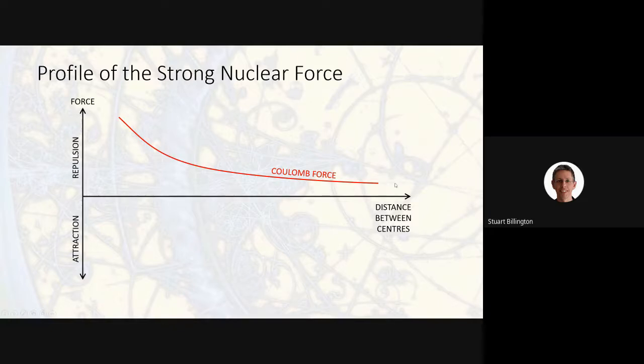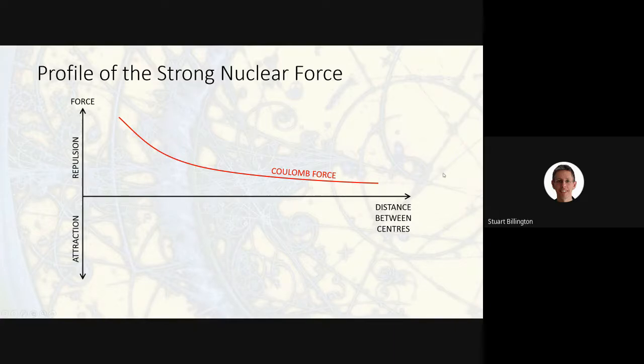Very, very small at large distances, very, very big at close distances. And between two protons, it's always a repulsive force. If this was a graph of the force between two neutrons, or a proton and a neutron, this red line wouldn't be here. This is just there if there's two protons, which is what we're talking about at the moment.